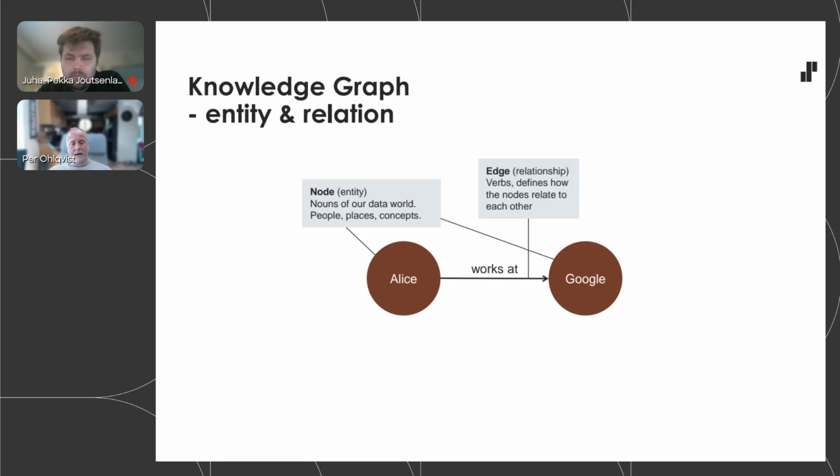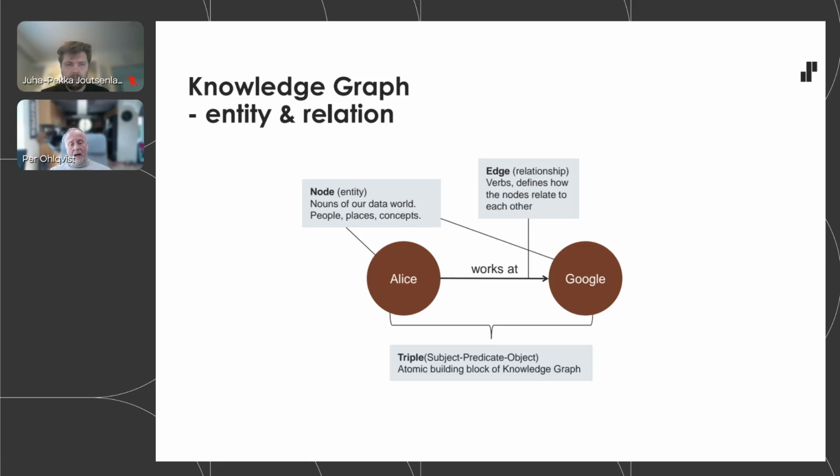The next are edges, relationships, the verbs that define how nodes connect. In this case, works at. And together, they form a triple: subject, predicate, and object. Alice works at Google. And this is the atomic building block of a knowledge graph. And you can chain these together, of course, that Alice works at Google, Google is located in California, etc., etc. Building a web of knowledge from simple triples.